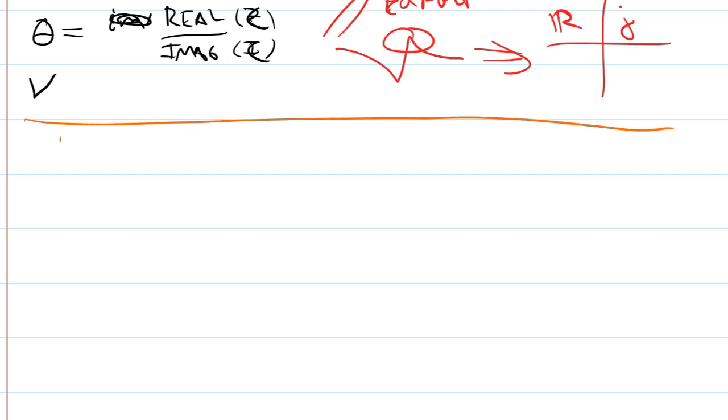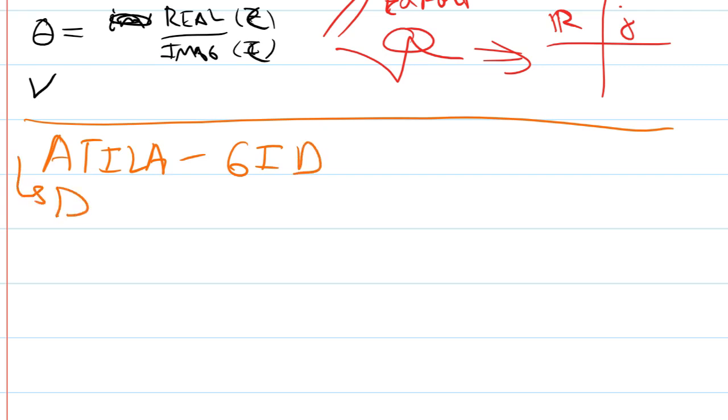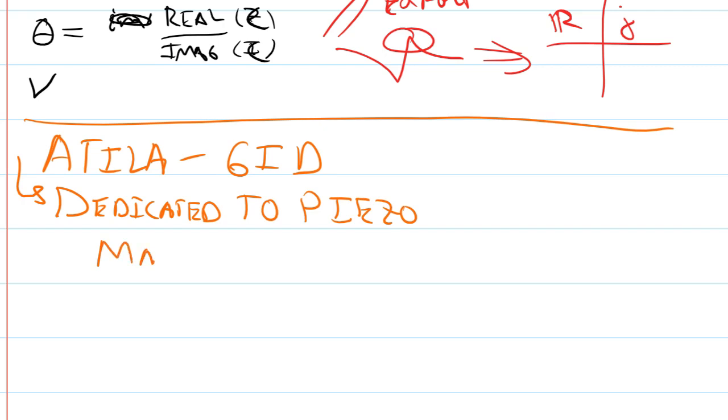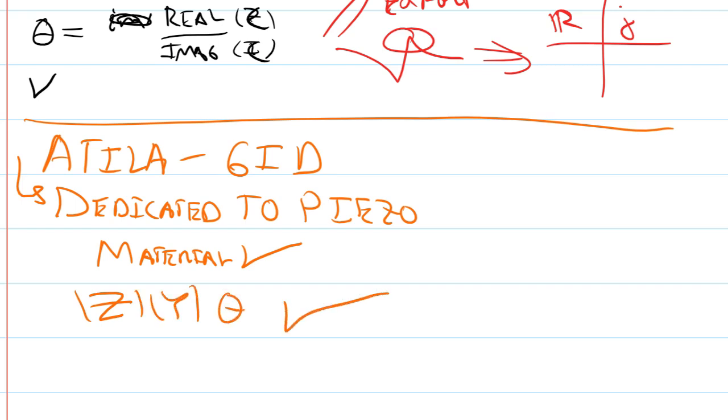Now we'll go into our other choice, which is Attila GID. So this program is dedicated to piezos. That means your material properties are done properly. And that means your calculation of things like impedance or admittance and the phases are already done for you.